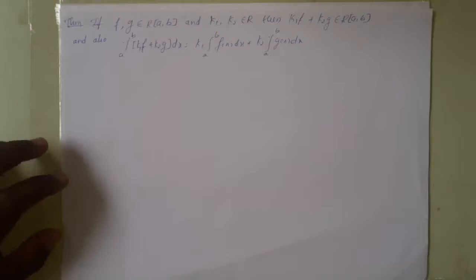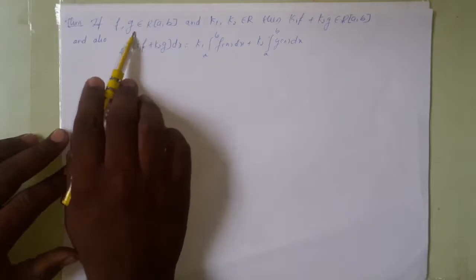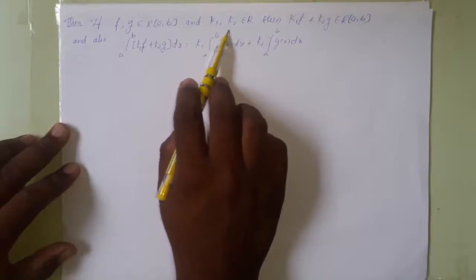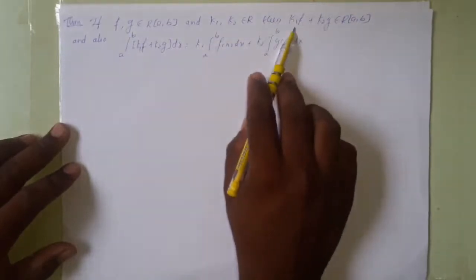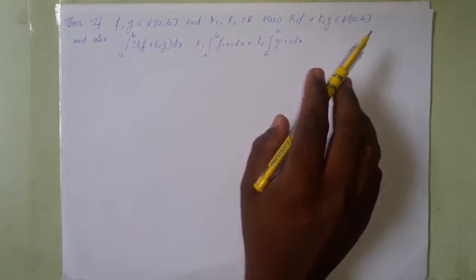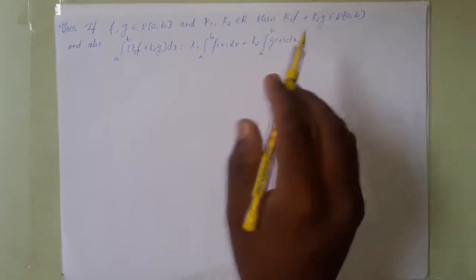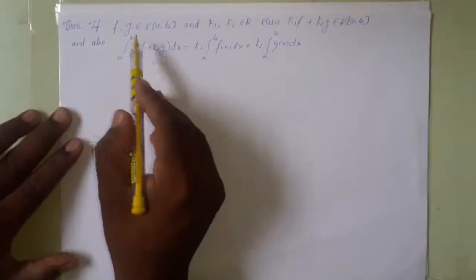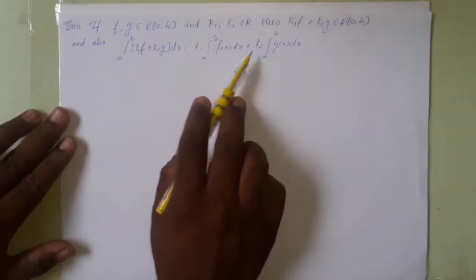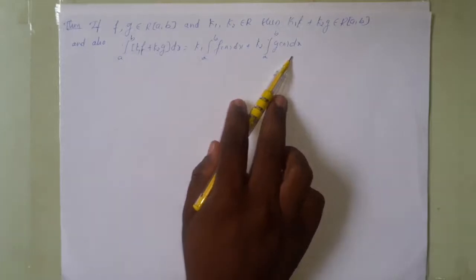The next property or theorem is: if f, g belong to R[a,b], which means f and g are two Riemann integrable functions, and k1, k2 belong to R, which means these are any two real numbers, then k1 f plus k2 g belongs to R[a,b], which means k1 f plus k2 g is also a Riemann integrable function, and also integration over a to b of (k1 f plus k2 g) dx is equal to k1 times integration over a to b of f(x) dx plus k2 times integration over a to b of g(x) dx. So, this is the proof required.